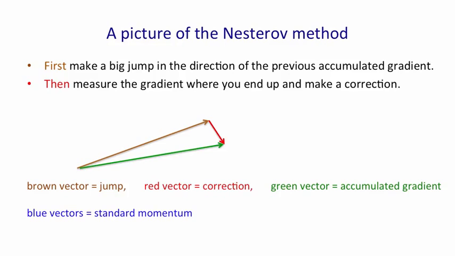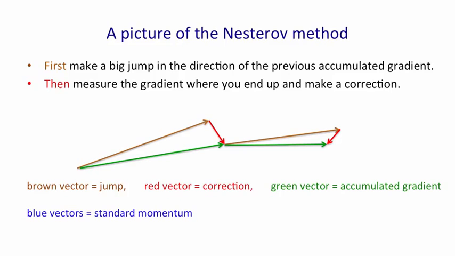We then take that accumulated gradient, we attenuate it by some number, like 0.9 or 0.99, we multiply it by that number, and we now take our next big jump in the direction of that accumulated gradient, like that. Then again, at the place where we end up, we measure the gradient and we go downhill. That corrects any errors we made, and we get our new accumulated gradient.